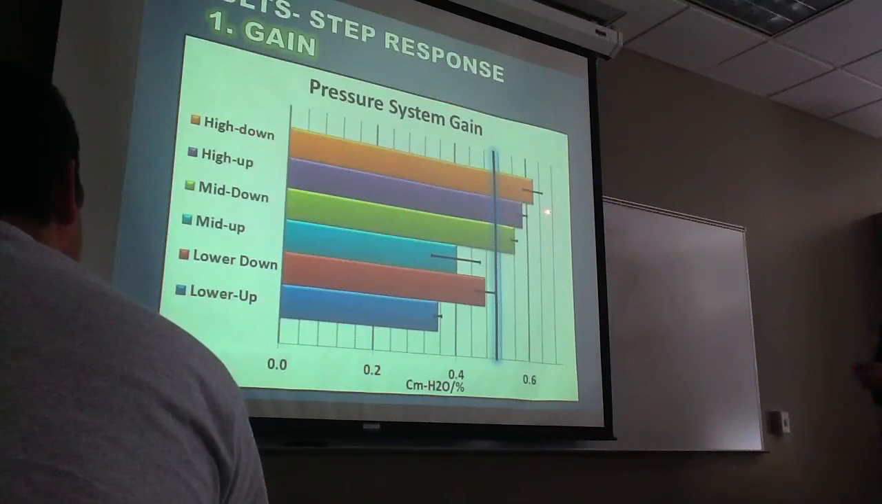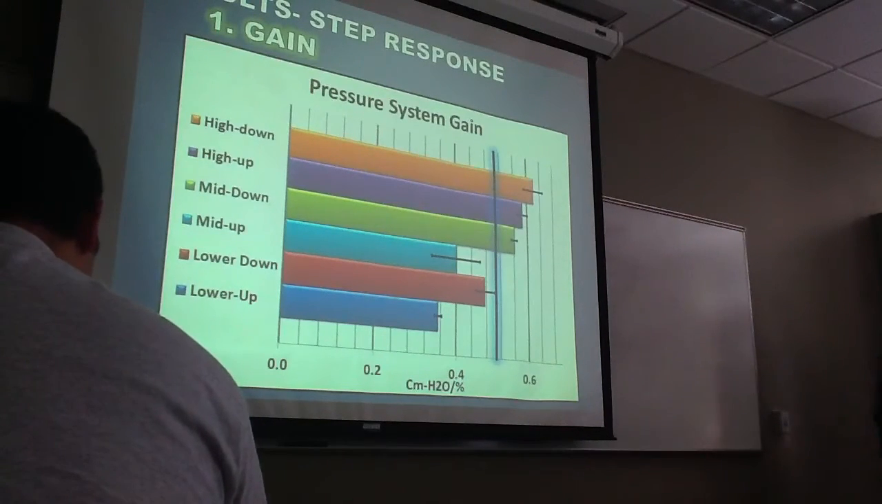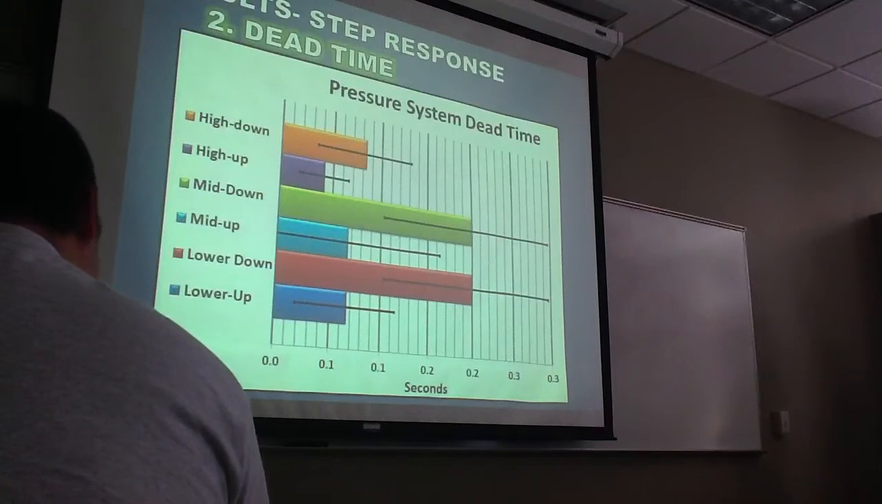The results of our gain, you can see right here. Our highest was at higher pressures, our lowest was at lowest pressures, and this line is the slope of our steady state operating curve, which is 0.3 times the input. These are our results for the dead time.